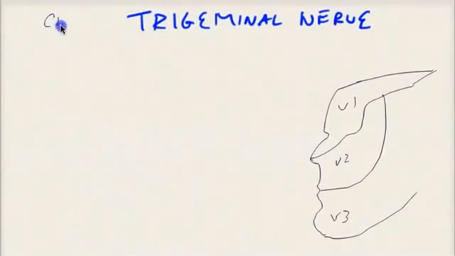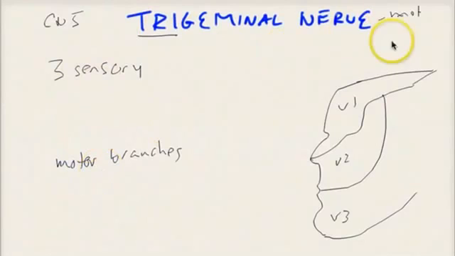Now, cranial nerve 5 is known as the trigeminal. Remember, tri means 3, and so we know there's 3 sensory branches to the trigeminal nerve. We also have motor branches. Now, because we see sensory and motor branches, we know that the trigeminal nerve is considered to be both motor as well as sensory. Now, we have 3 branches. We call them V1, V2, V3. If we look at this outline of the face here, we see the general distribution of each branch. Now, V1, this is also known as the ophthalmic branch. V2, the maxillary, and V3, the mandibular.